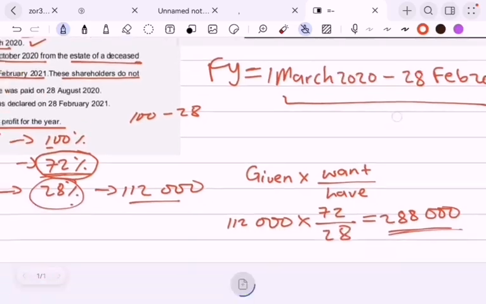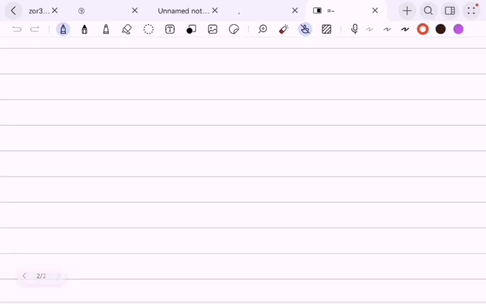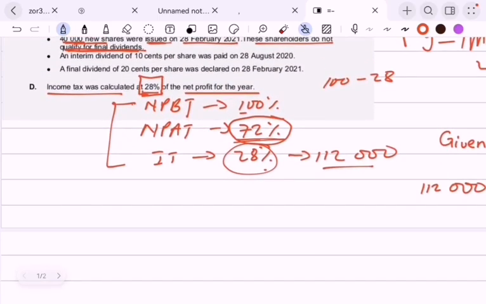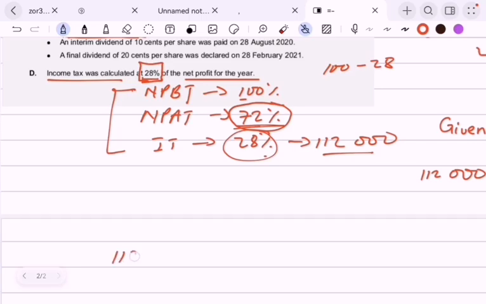Perfect. And the second method of getting this right is quite easy and simple. You can just reverse your calculations. So it's 112,000. You multiply that by 100 over the 28. So let's try it. 112,000 multiplied by 100, divided by 28. Then you will get your 400,000.